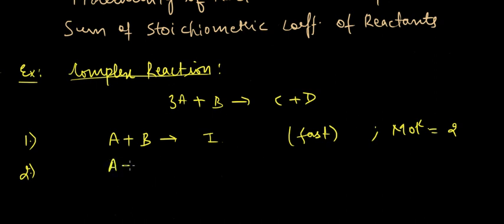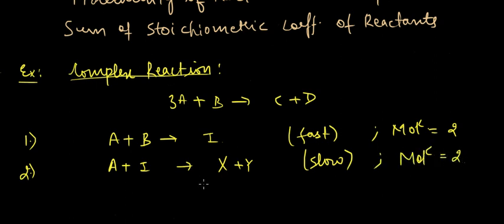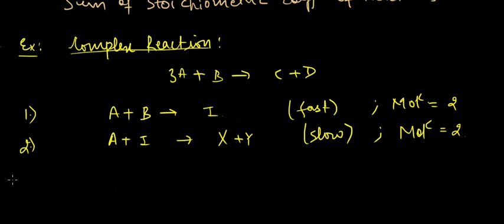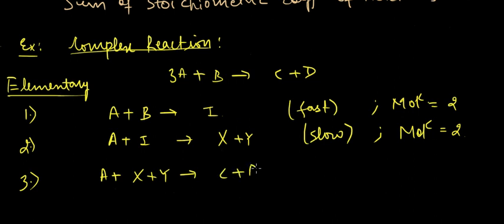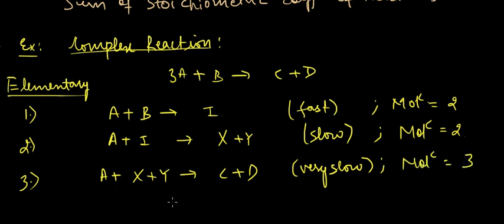Next what happens is the remaining A again reacts with I to form X plus Y, and this is a slow process, and the molecularity of this reaction again would be 2, because two atoms, ions or molecules are combining together to form products in the second elementary step. These are all the elementary steps. And the third step is the remaining I now reacts with X plus Y to form C plus D, and this is very slow, let's say, and the molecularity of this step would be 3.